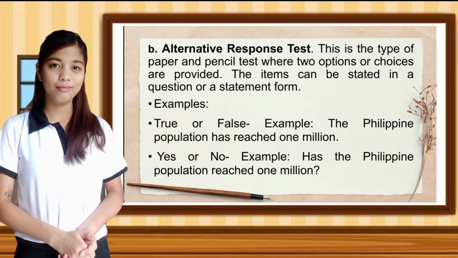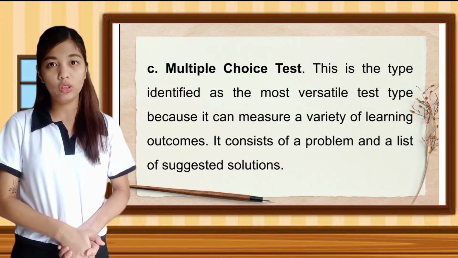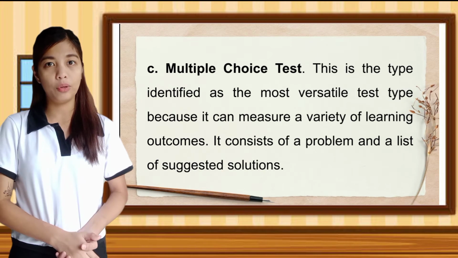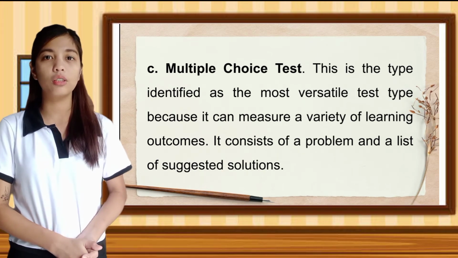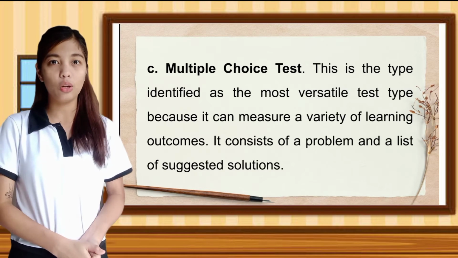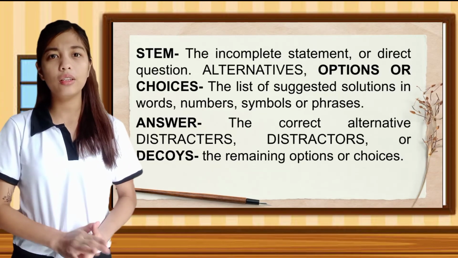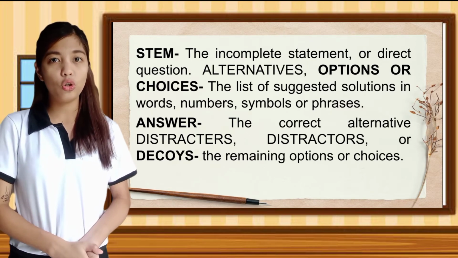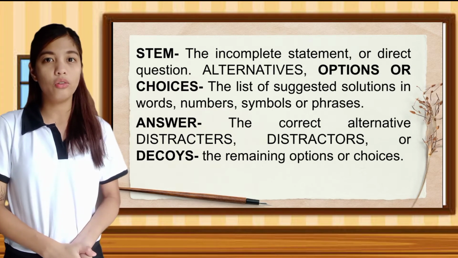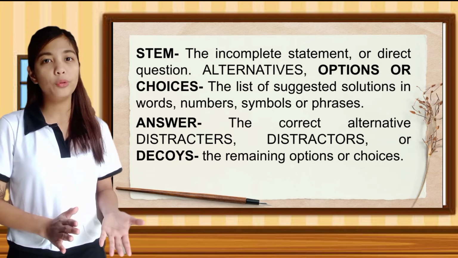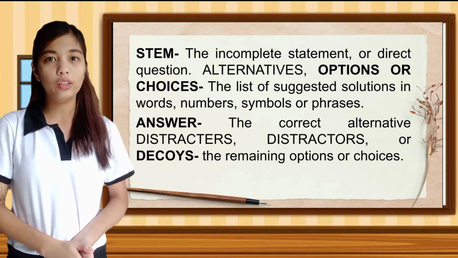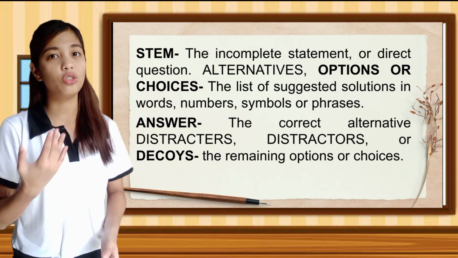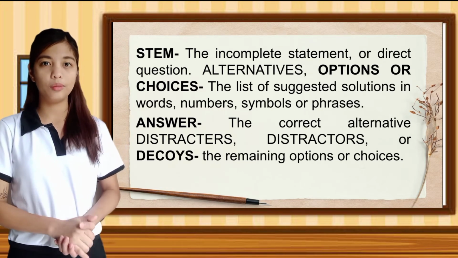Yes or no? The third type of pencil and paper test is the multiple choice test. This is the type identified as the most versatile test type because it can measure a variety of learning outcomes. It consists of a problem and a list of suggested solutions. The incomplete statement or direct question is called the stem. The list of suggested solutions in words, numbers, symbols, or phrases are called the alternatives, options, or choices. And the correct alternative is called the answer, while the remaining options or choices are called distractors or decoys.